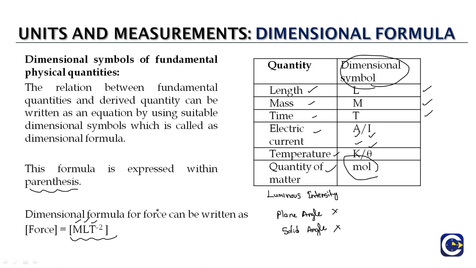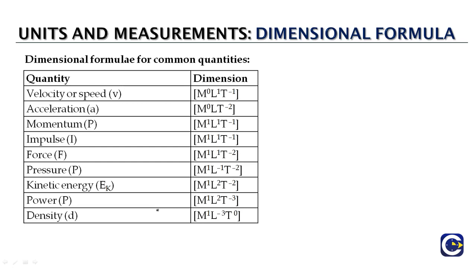So the dimensional formula will quickly give us an understanding of how a particular derived quantity is dependent upon the fundamental physical quantities. Now we'll talk about the applications in a little while, but let us see the dimensional formulas of some common physical quantities. Let's say for example we talk about velocity or speed. Speed is nothing but distance by time, so there will be no mass involved over here, so it will be M power 0, no mass relation, L power 1, T power minus 1.